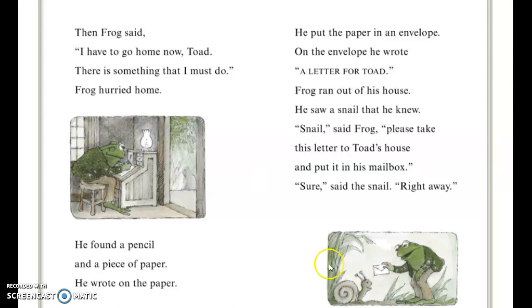Do you think Snail is going to get the letter to them super quick? Who knows? Let's see. Usually snails are slow. Yeah, they're usually very slow. So let's see if he will give it to Toad right away. And what do we see here? What did Frog do? Why did he leave? Why did he go back to his house?